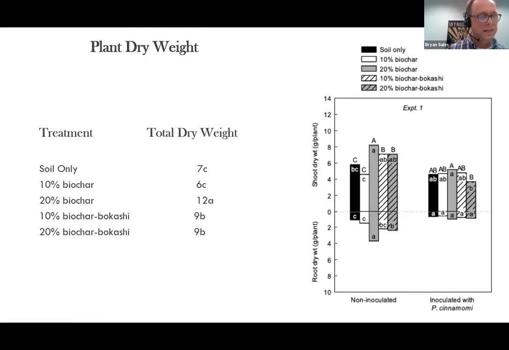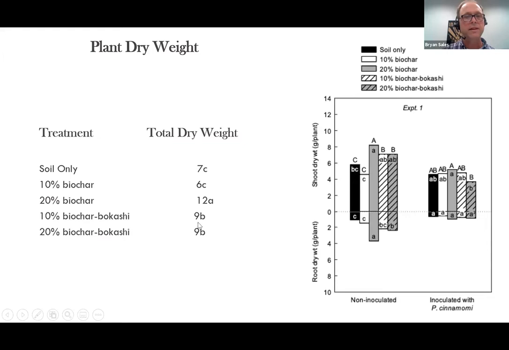Alrighty, so then if we look at the dry weights here, plant dry weights revealed similar results on the graph on the left. The bars that extend below zero indicate root growth, and the bars extending above zero represent shoot growth here. Plants grown in biochar had greater root and shoot growth than those grown in other treatments. You can see here the 20% biochar had greater root growth and shoot growth, resulting in an overall greater total plant dry weight, which you can see here.